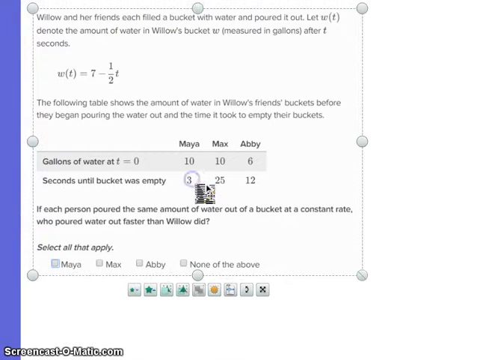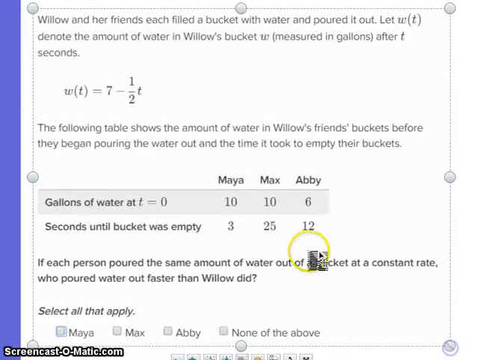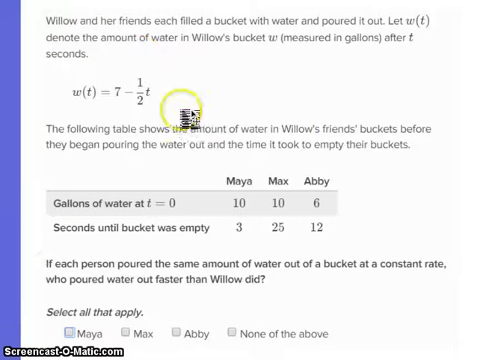All right, Willow and her friends. I'm going to start by looking at the equation and deciding what the slope and intercept is here. Okay, so Willow and her friends each filled another bucket of water, and then they poured it out. Let W of t denote the amount of water in Willow's bucket after t seconds. So how much water did Willow start with? Okay, I'm sorry for going too fast again. The function is 7 minus 1/2 times t.